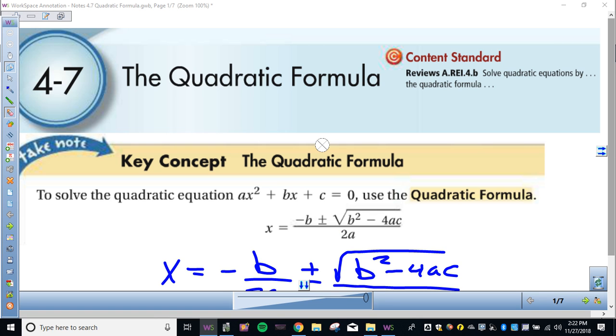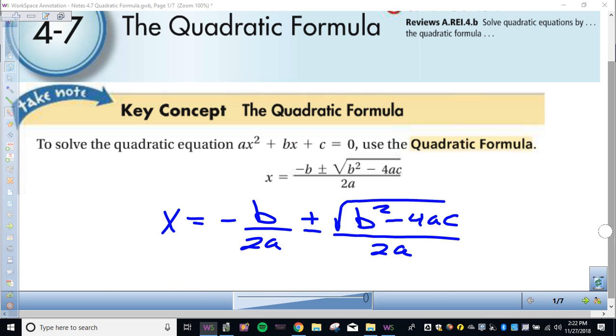So 4.7, the quadratic formula: negative b plus or minus the square root of b squared minus 4ac, all over 2a, right? And as I said, I like to write it with the 2a in both denominators, because it'll help you realize to reduce fractions if you can.